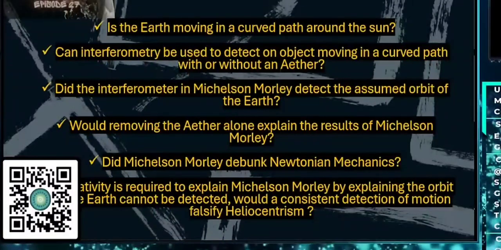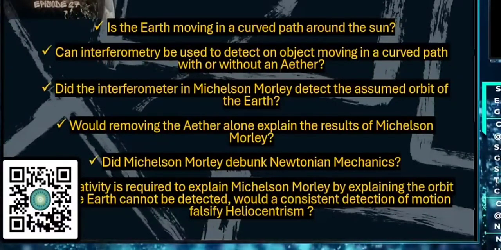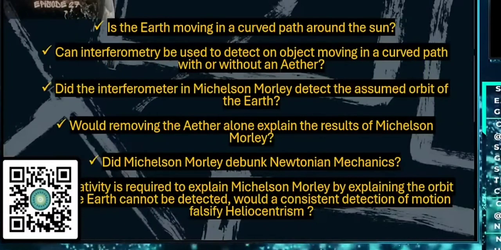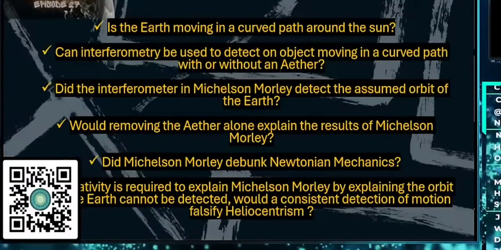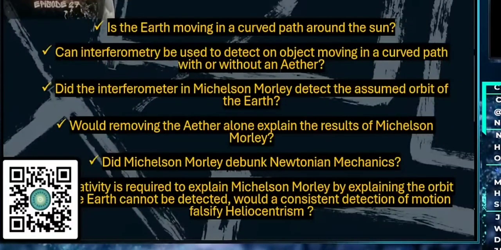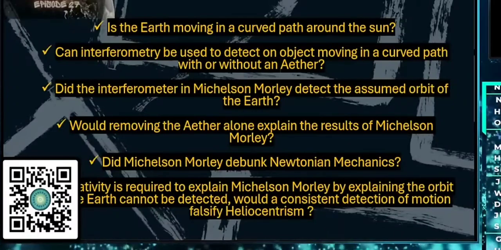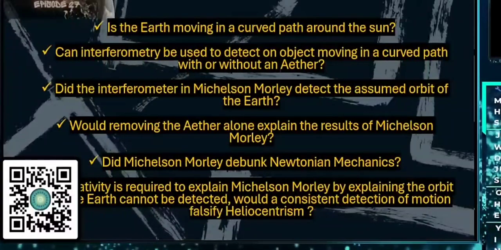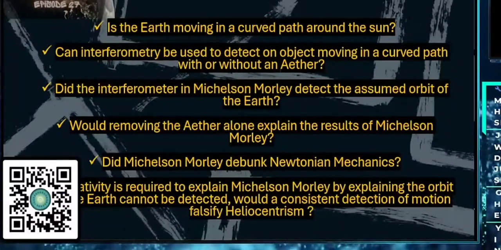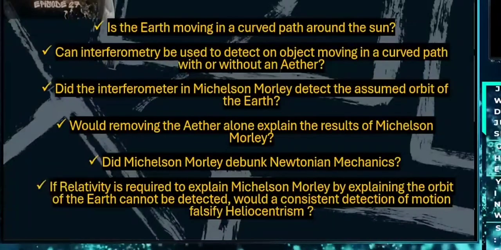Go ahead. Do the very end of that question one more time. If relativity is required to explain Michelson-Morley by explaining that the orbit of the Earth cannot be detected, would a consistent detection of motion falsify heliocentrism? Oh, yeah, I guess so. Wow. Well, no, wouldn't it just falsify the guy that said it was undetectable?